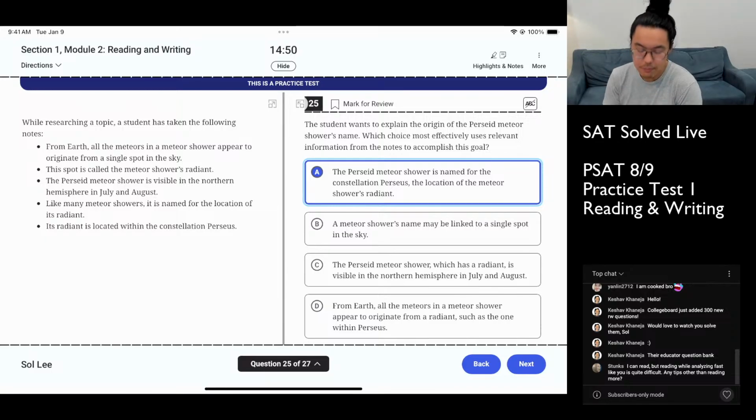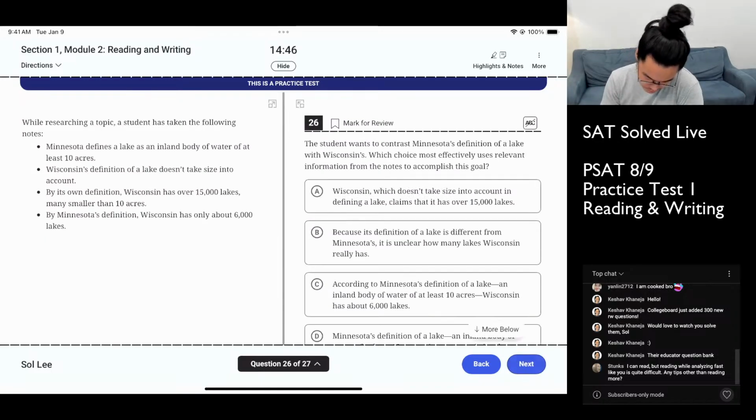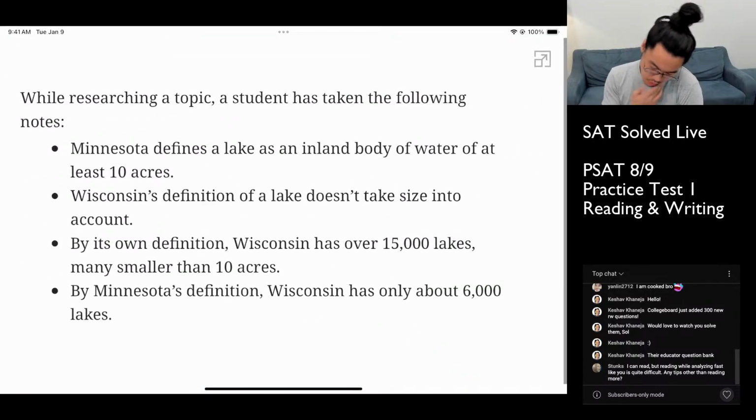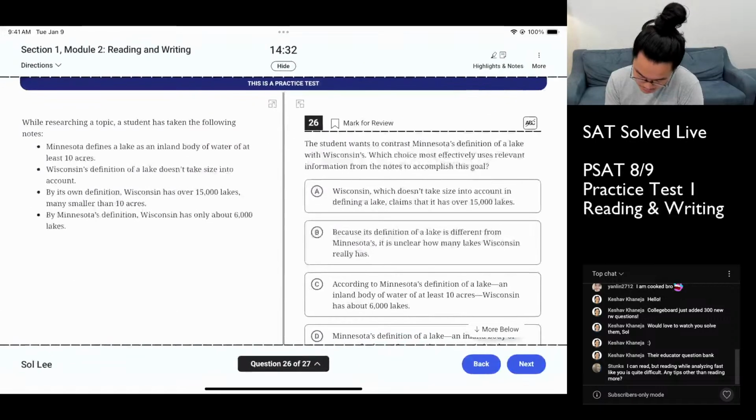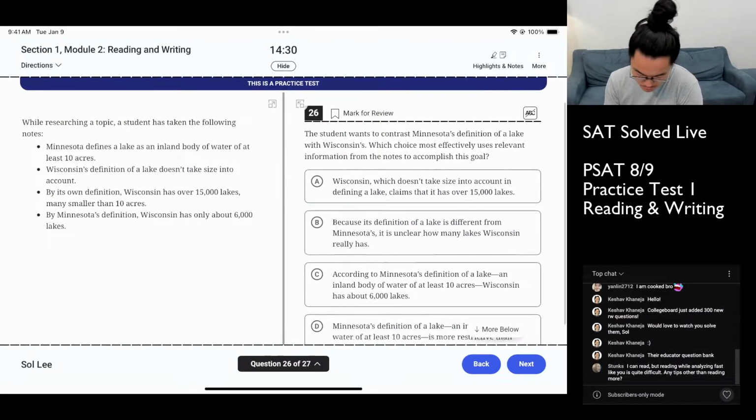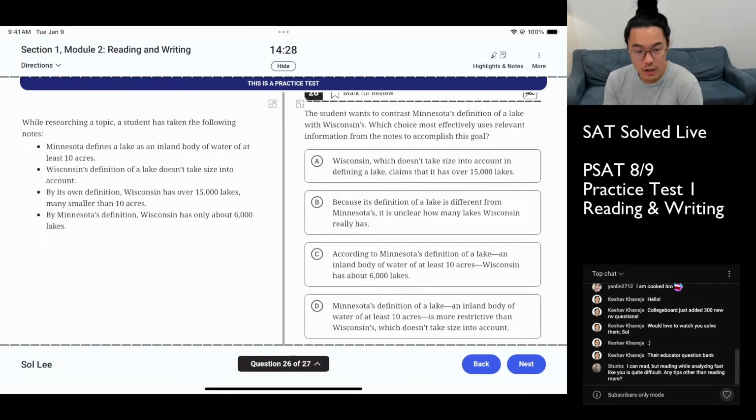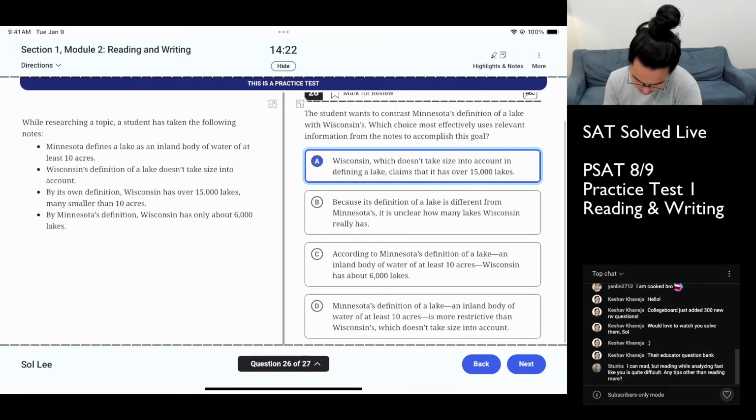Oh, I skipped A for some reason. Okay, there we go. Easy. Lake, 10 acres. Wisconsin doesn't have size. 15,000 lakes. Okay. We're going to make a generalization, I bet. No, we're not. Okay, no. We're just doing a generalization would have been a lot better. Anyway, contrast. So the definition is one does take size into account.